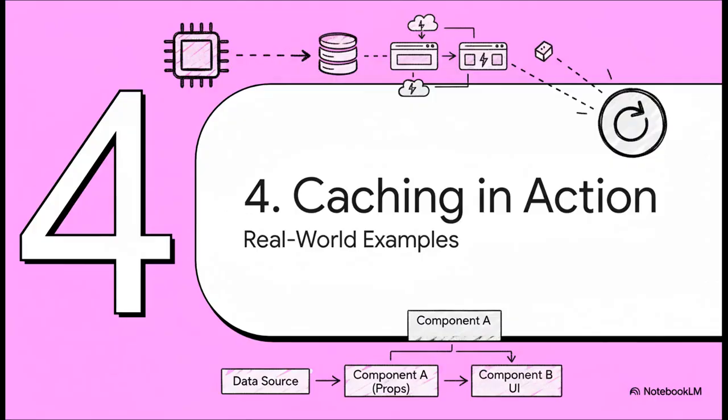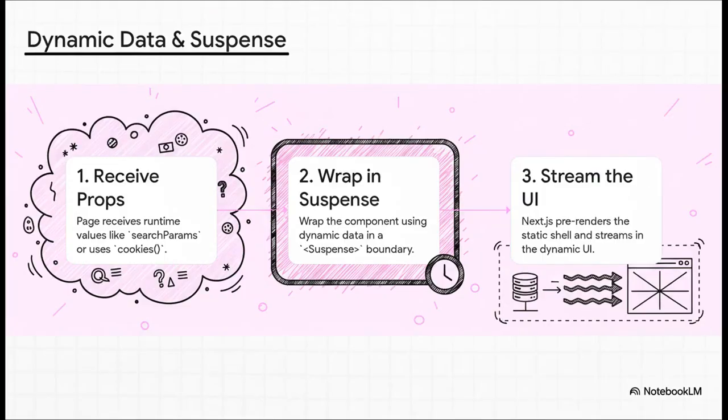All right, enough with the theory. Theory's great, but let's see how this stuff actually works in the wild. We're going to look at some super common examples, starting with how you deal with components that need data that's only available at runtime. This is where things get really magical, because cache components have a partner in crime, React Suspense. They work together perfectly.